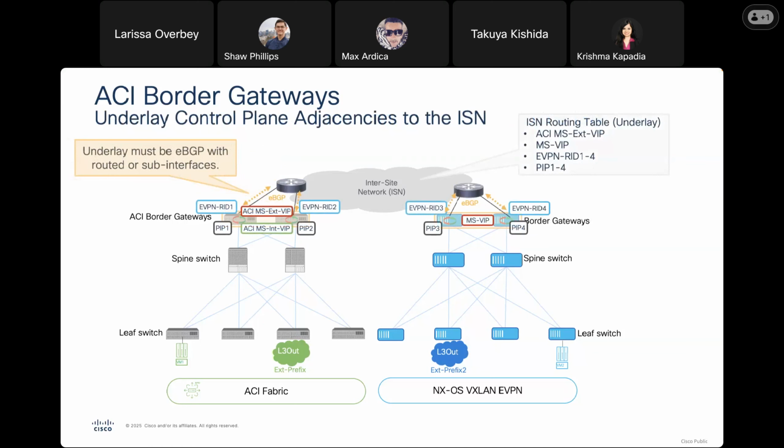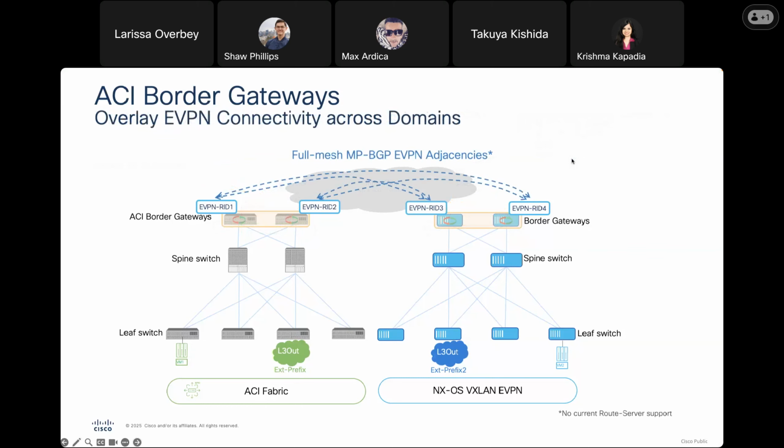Right. And once that underlay is created, the IP addresses are then advertised to the ISN network. So you'll see these are all advertised in the global routing table. And then once that underlay reachability is established, the full mesh MP BGP EVPN is then created. So they can now advertise all type 2 endpoint IPs as well as type 5 external prefixes.